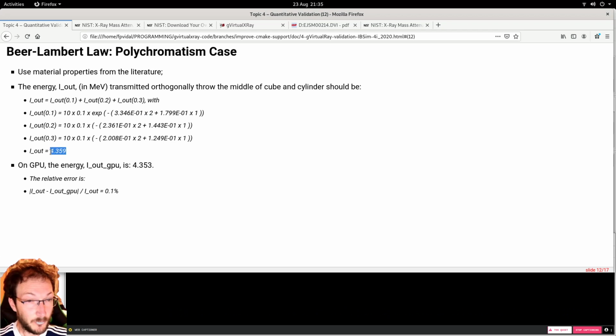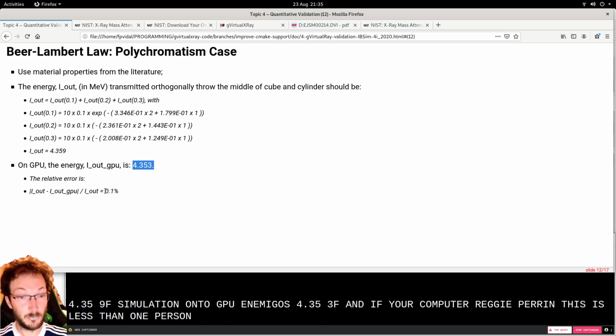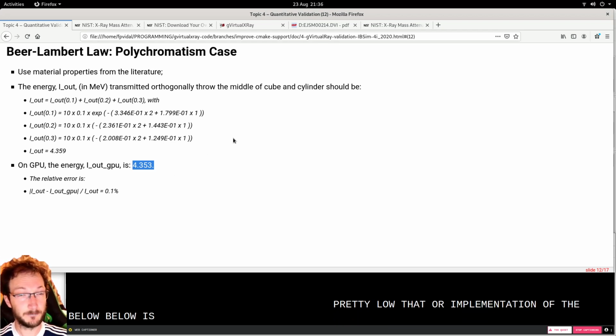And we got 4.359 MeV. We run the simulation on the GPU and we got 4.353 MeV. If we compute the relative error, this is less than 1%, 0.1%. Pretty low. So we can make the assumption that our implementation of the Beer-Lambert law is accurate.